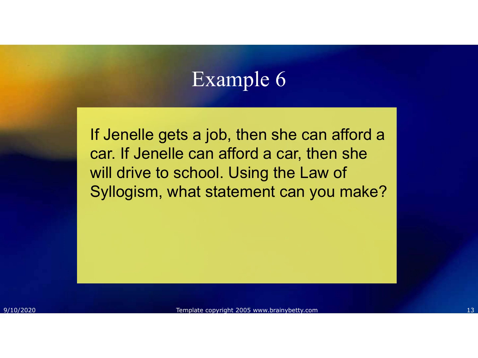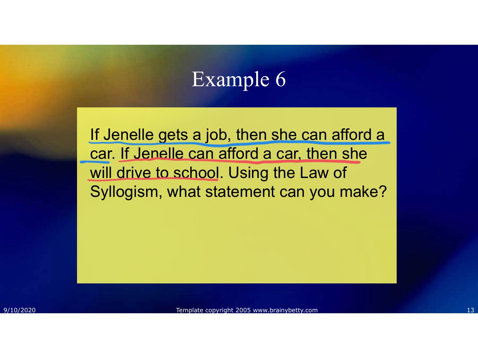So this one, they're giving me two conditionals this time. My first conditional is right here: if Janelle gets a job, then she can afford a car. My second one: if Janelle can afford a car, then she will drive to school. It wants me to use the law of syllogism to see what statement I can make.